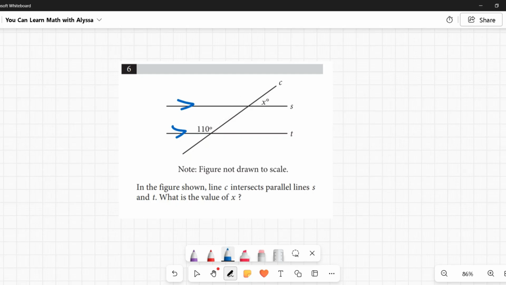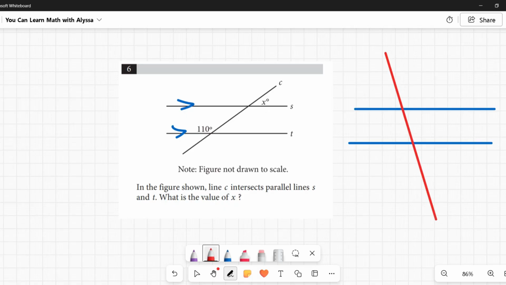So I'm going to just draw it again over here. Let's say I have my 2 parallel lines, and I'm going to have a transversal. I'm going to have it going this way. Same thing. I have 2 intersections. Those intersections are identical. The angles within them are identical. So that means this angle is the same as that angle. It means that this angle is the same as that angle.